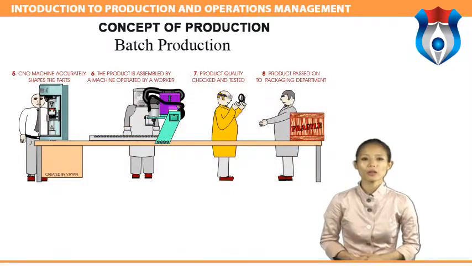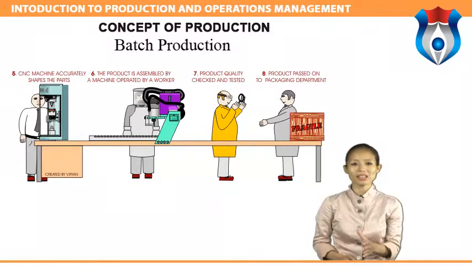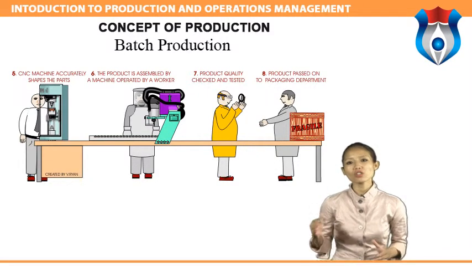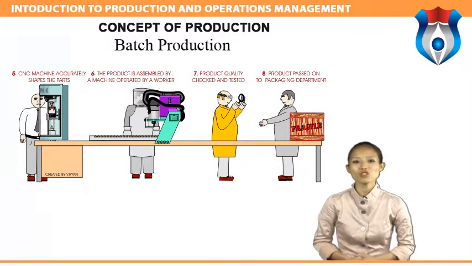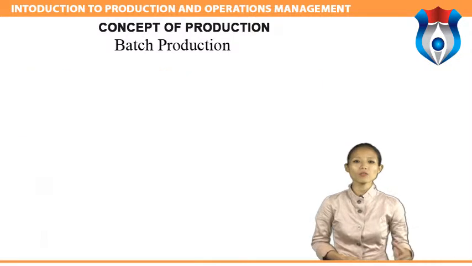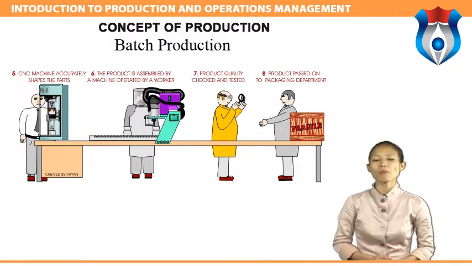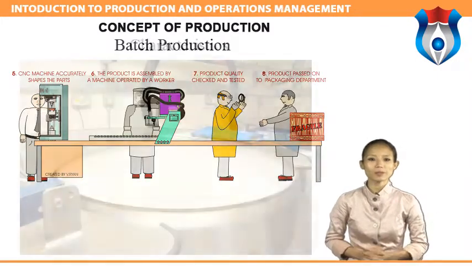Batch production. Batch production is defined by the American Production and Inventory Control Society (APICS) as a form of manufacturing in which the job passes through the functional departments in lots or batches and each lot may have a different routing. It is characterized by the manufacture of a limited number of products produced at regular intervals and stocked awaiting sales.